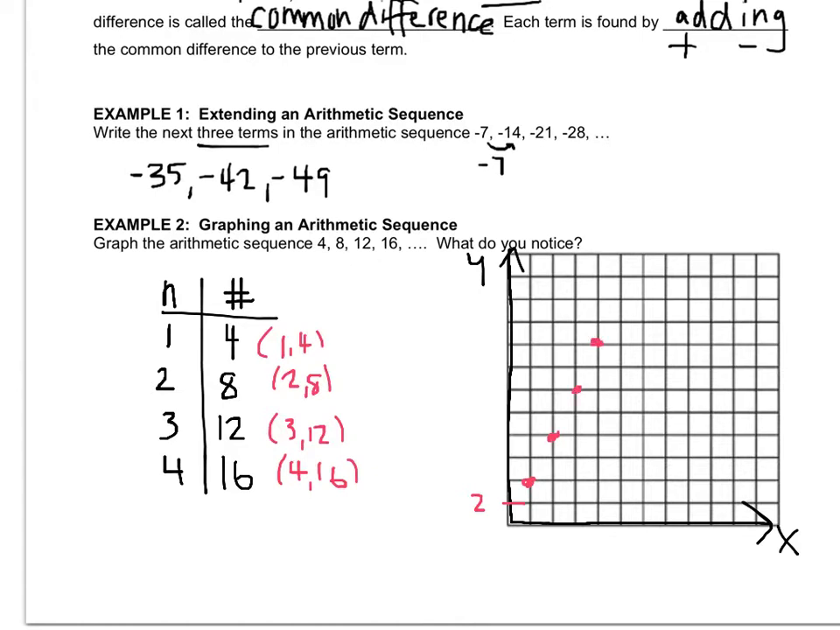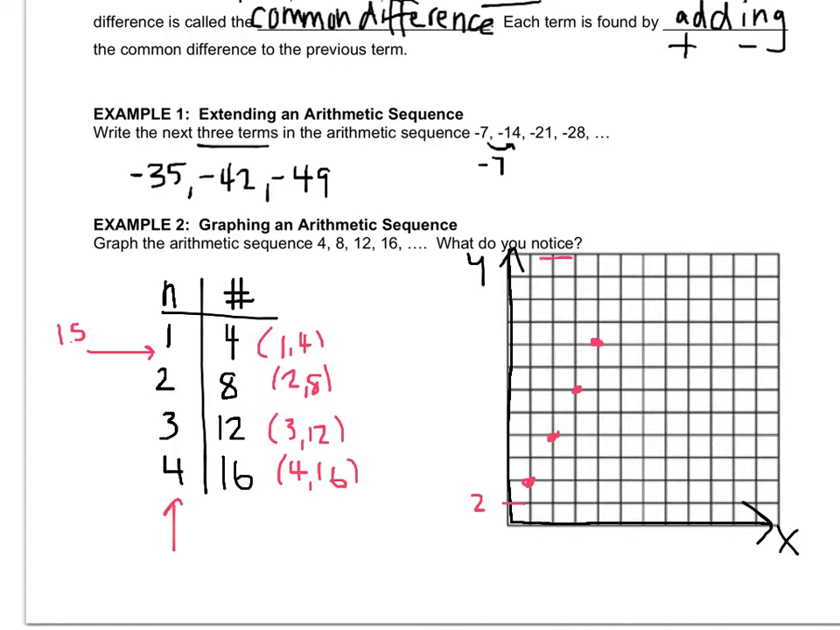Now, I'm not going to connect these because sequences are discrete, because you can't have a number that's in the 1.5 term. Right? You'd never say, like, this is the first term, this is the second term, this is the third term, this is the 3.5 term. You would never have that. So since you can't have partial values here, it's discrete. So I'm not going to connect them.